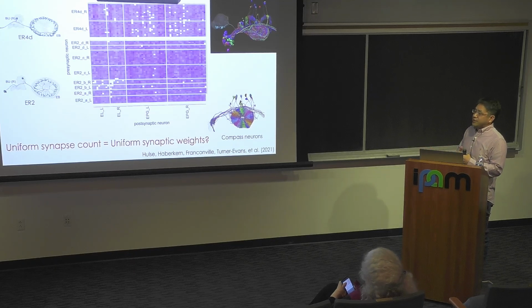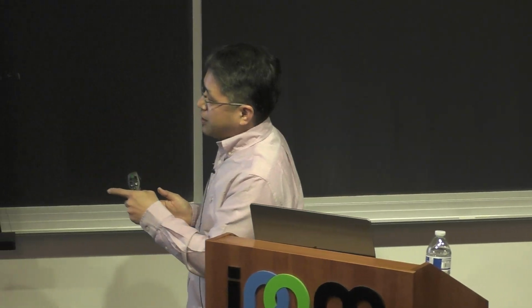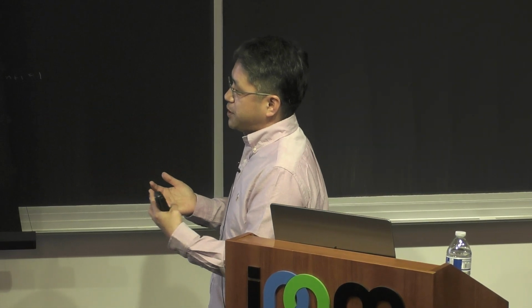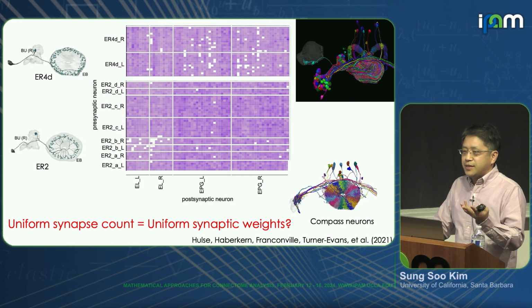Of course, it's not. So the answer to this question, whether the uniform synapse count represents uniform synaptic weights, is no, they are not. And I'm going to show you clear physiological evidence of this. And of course, this is not a surprising thing.